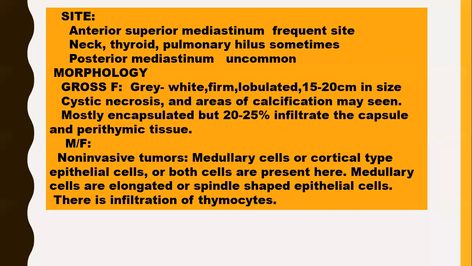Morphology of the thymoma. Gross features: gray-white in color, consistency of the tumor is firm, lobulated, 15 to 20 centimeter in size. There is cystic necrosis, areas of calcification may be seen. Mostly it is capsulated, but 20 to 25% infiltrate the capsule and perithymic tissue. Microscopic features: non-invasive tumor, the very first one, benign and non-invasive. There are medullary cells or cortical epithelial cells, or both cells are present in first type. The medullary cells are elongated or spindle-shaped epithelial cells, and there is infiltration with thymocytes.